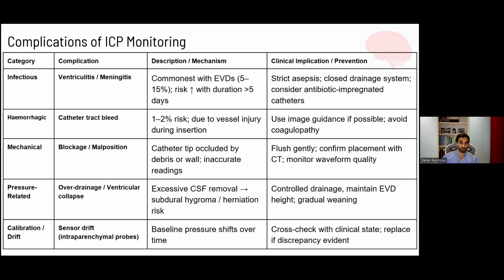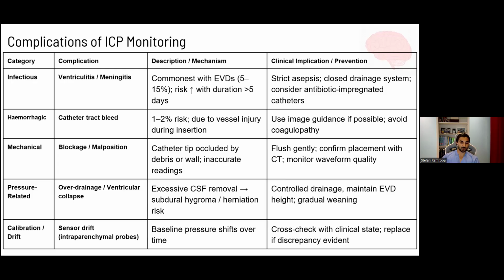Second would be hemorrhage. So inserting a catheter through brain tissue always carries the risk of causing a tract bleed, about 1 to 2% chance. It's uncommon, but more likely if the patient is coagulopathic or hypertensive. And using image guidance or neuronav can reduce that risk.